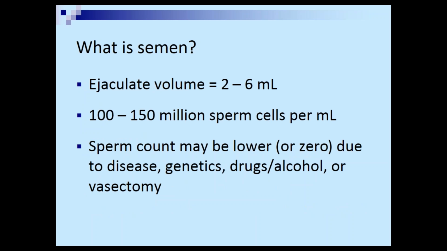Unlike blood, where you can have a small cut or a large cut and bleed a little or a lot, with semen the evidence from one incident is a controlled volume, so we're talking 2 to 6 milliliters with 100 to 150 million sperm cells per milliliter. If you do the math there, which is not terribly complicated, that's 600 million sperm cells, plenty of sperm cells in a sample to do DNA analysis.